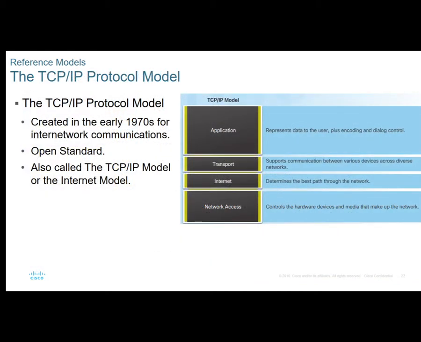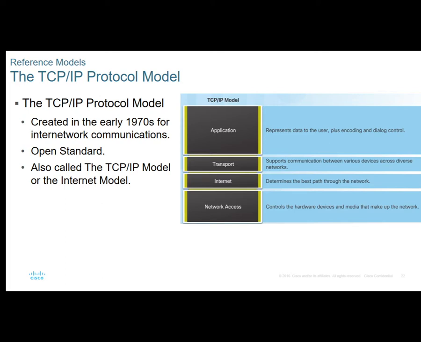Okay, the TCP/IP model was created in the early 1970s for inter-network communications. Notice that there are 4 layers in this one. This is just being presented so you know that it's there. It's an open standard, also called the TCP/IP model or the internet model. And if you notice, it's got the network layer, which controls the hardware devices and media that make up the network.